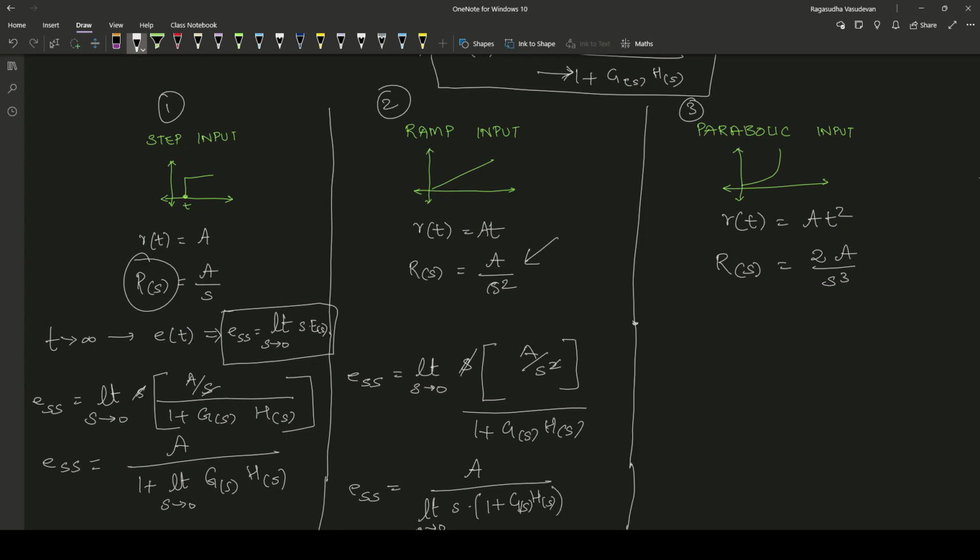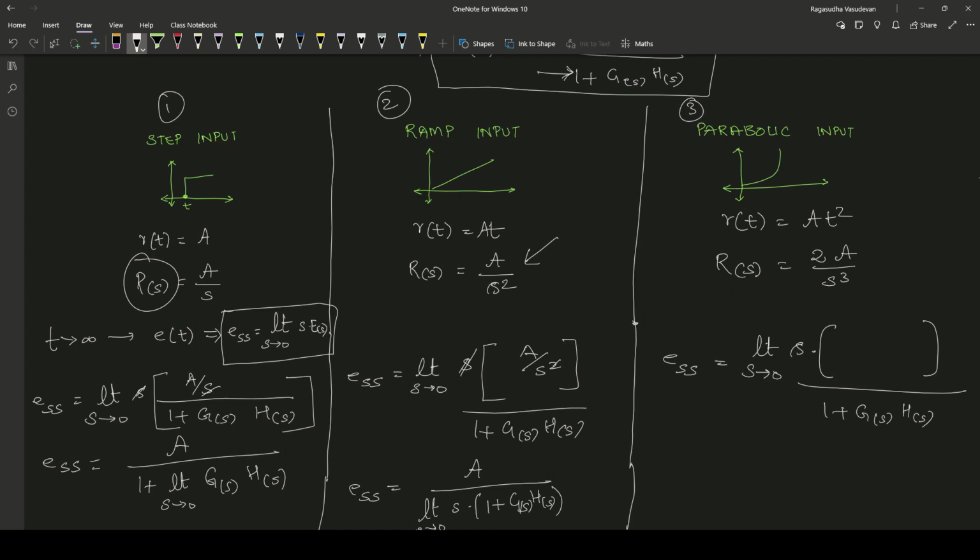So for ramp input, the steady state error will be A divided by limit S tends to 0, S into 1 plus G(S) H(S). For a parabolic input, this would be limit S tends to 0, S into E(S) divided by 1 plus G(S) into H(S).